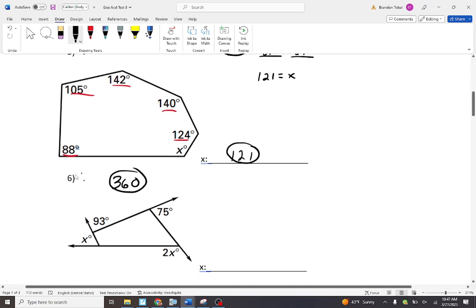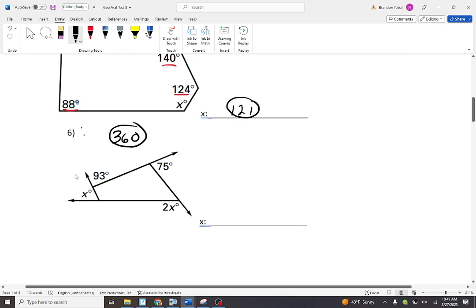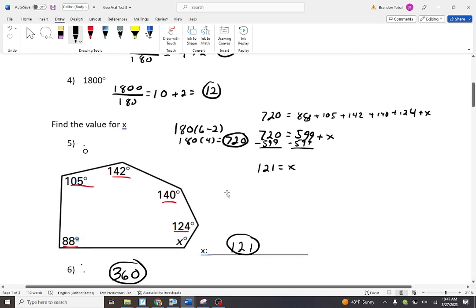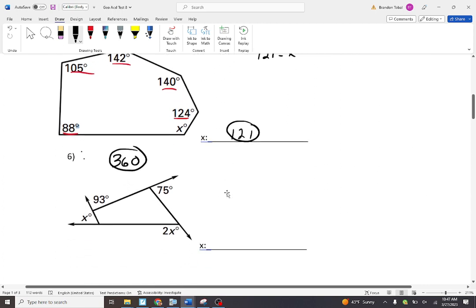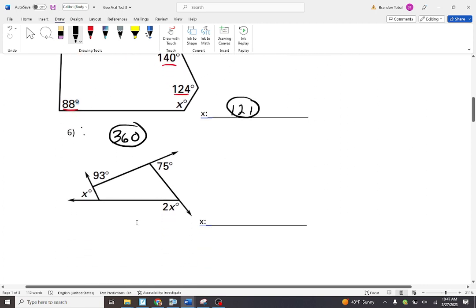Where'd you get 6 from on the other one? Just because there's 6 angles there? Yes, 6 angles or 6 sides. No matter how you say it, it's the same thing. All right. So this always adds to 360. No need to count. Doesn't matter how many sides.